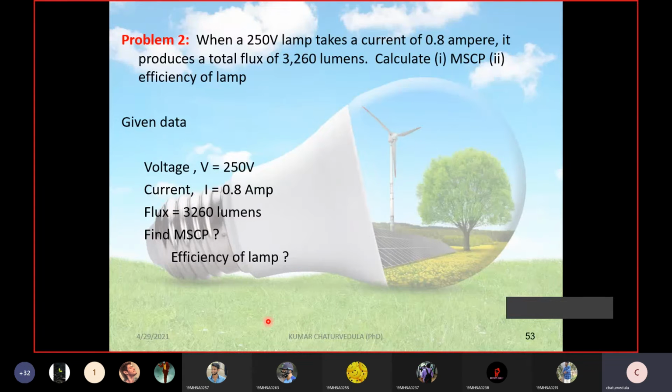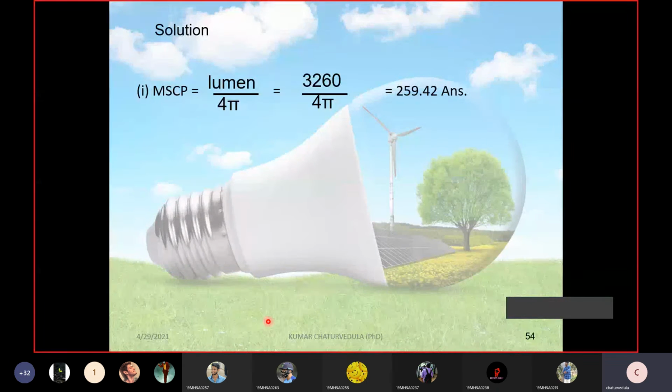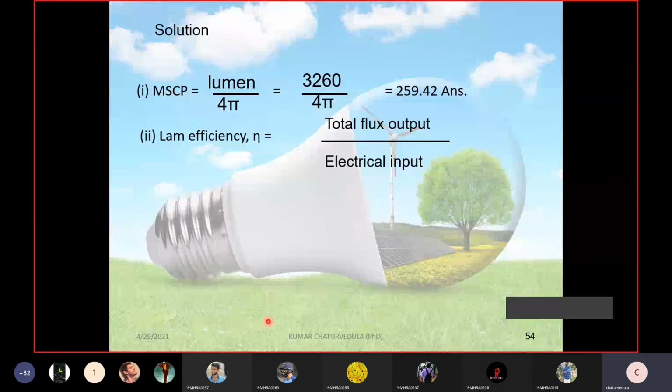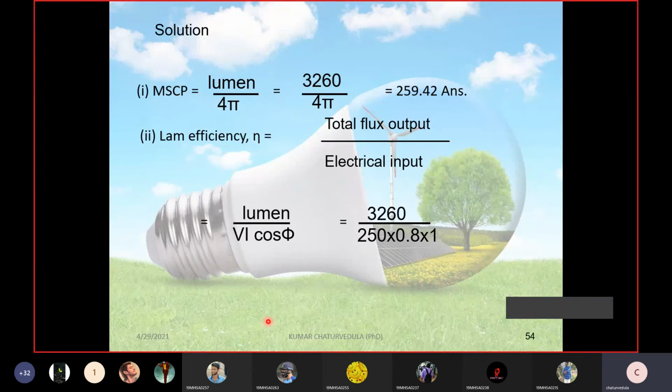So total lumen is 3260 divided by 4 pi, which gives 259.42. And lamp efficiency is total flux output divided by electrical input. So 3260 divided by 250 into 0.8. Here cos phi is not given, so we are assuming cos phi as unity power factor. That is 16.3 lumen per watt. Problems are very simple in the earlier stages. If you remember those definitions, solving these problems is quite easy.